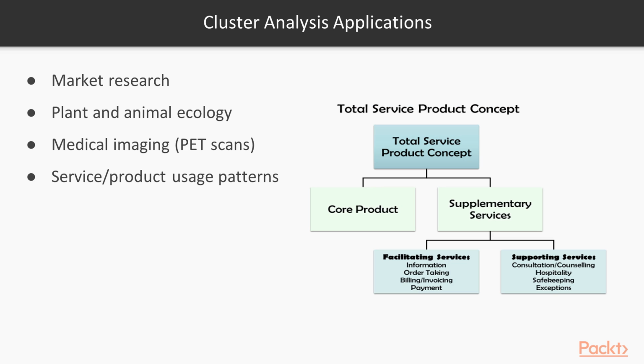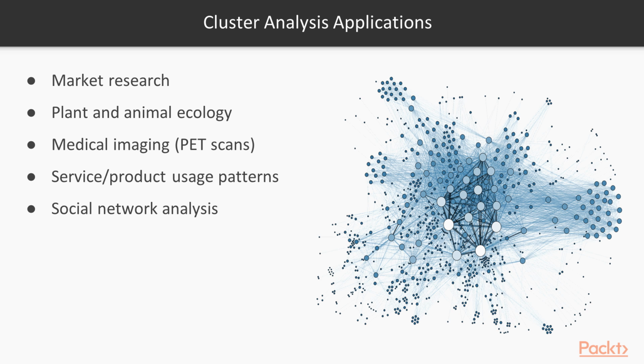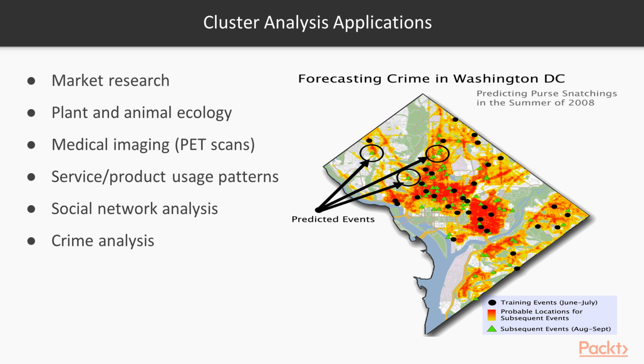Another area where you could use cluster analysis is looking at service and product usage patterns. So we may have a group of outpatients, for example, and we want to see what services they use. That way we can see whether we have some people that are users of all different types of services, or maybe they only use some specific services and things like that. We also can use cluster analysis for social network analysis. We could use it for crime analysis to find out where different crimes are taking place within a city and things like that.